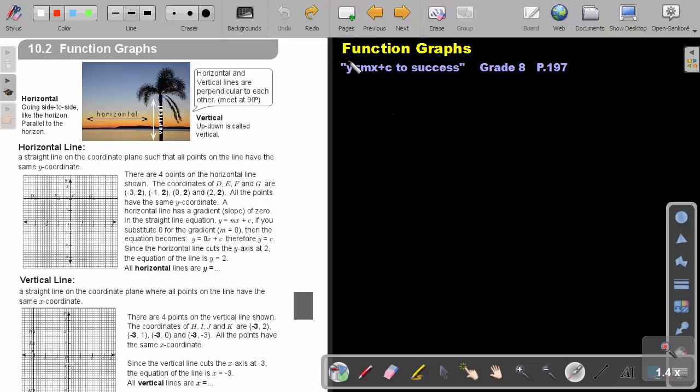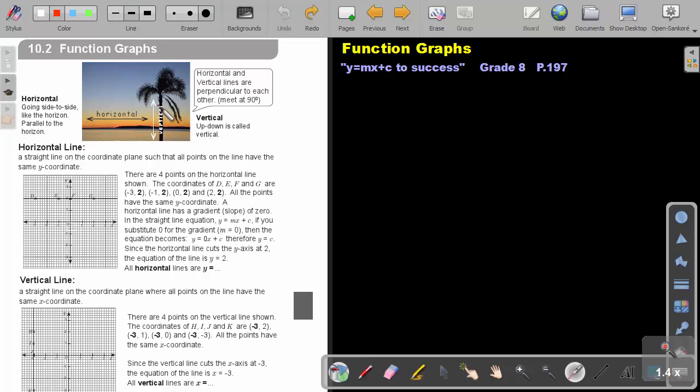Part 3, Function Graphs. You will find this on page 197 in the Namibian Mathematics Grade 8 textbook, y equals mx plus c to success. Horizontal, going side to side, like the horizon. There's the horizon, parallel to the horizon. Can you see that this line is parallel to the horizon?